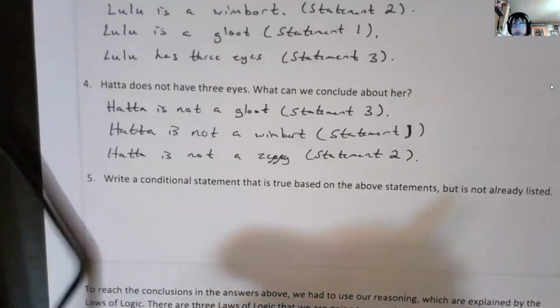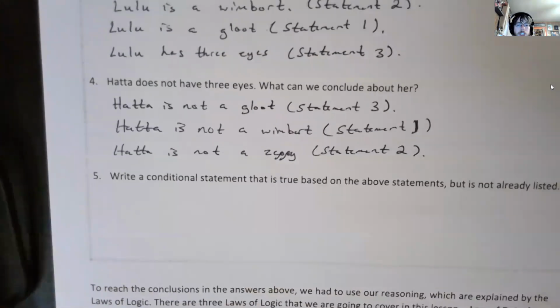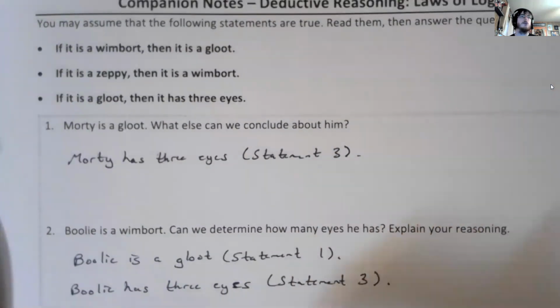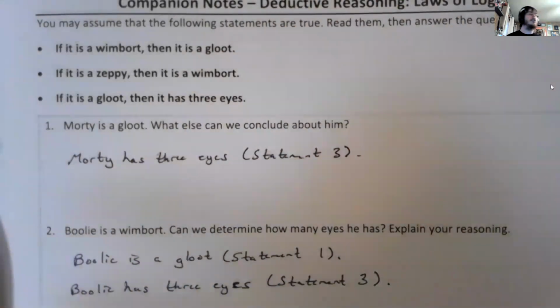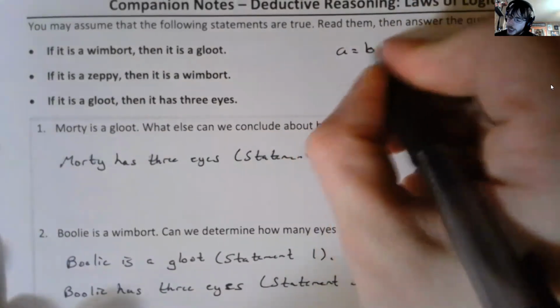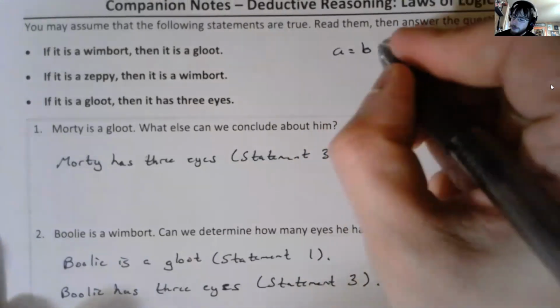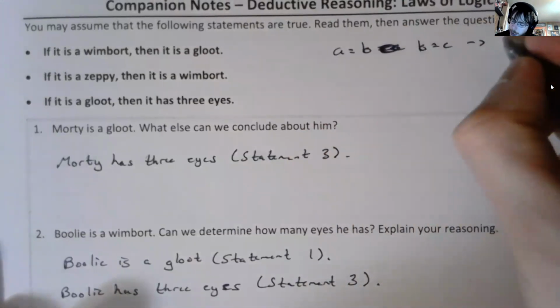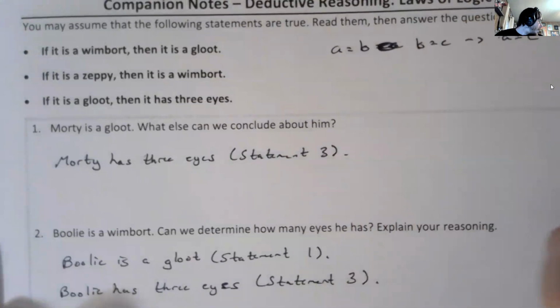So then the fifth bit here wants us to write a conditional statement that is true based on the above statements, but is not already listed. So if you remember back in algebra where you talked about the transitive property, you might have talked about the transitive properties for inequalities as well as the transitive property for equality. And if you remember, if A equals B and B equals C, then that meant that A equaled C. We kind of do the exact same thing here, okay?